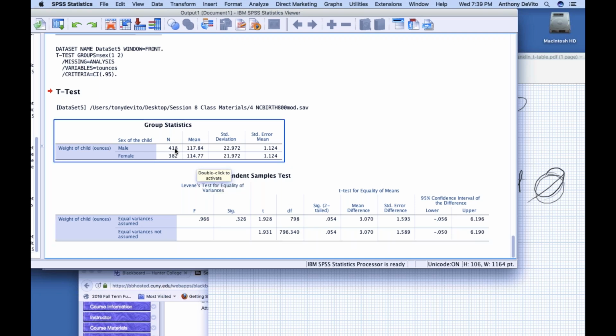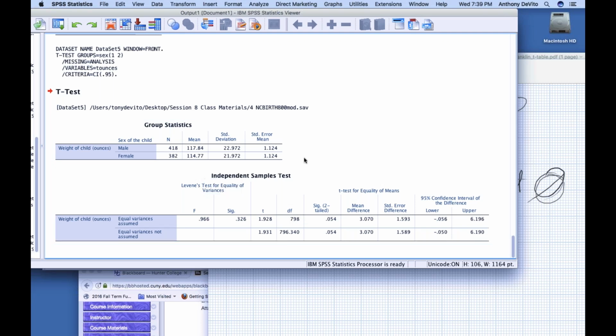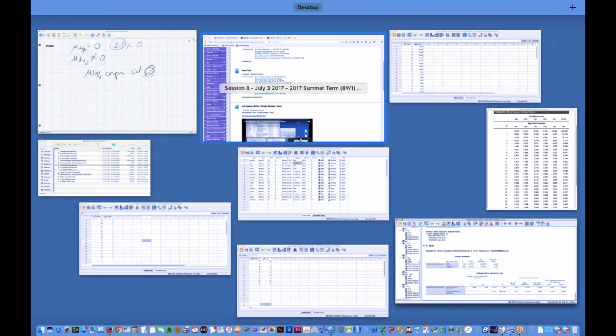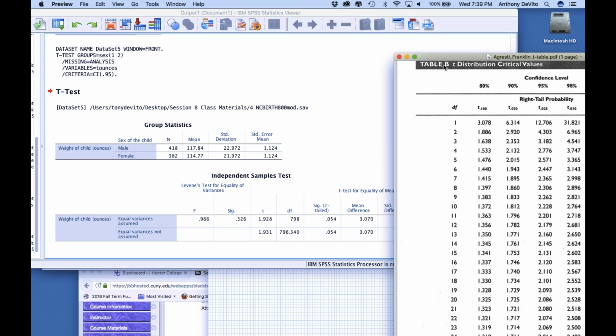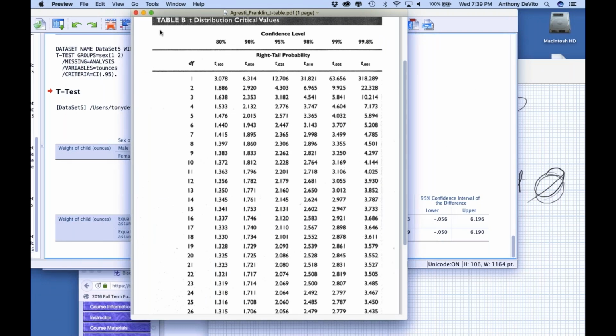There were 418 male and 382 female babies. That's 800 altogether, less 2, n1 plus n2 minus 2, 798. So that's not even on my table, that number. Let's look at the table, just for the hell of it. Let's look at 798 on my table.